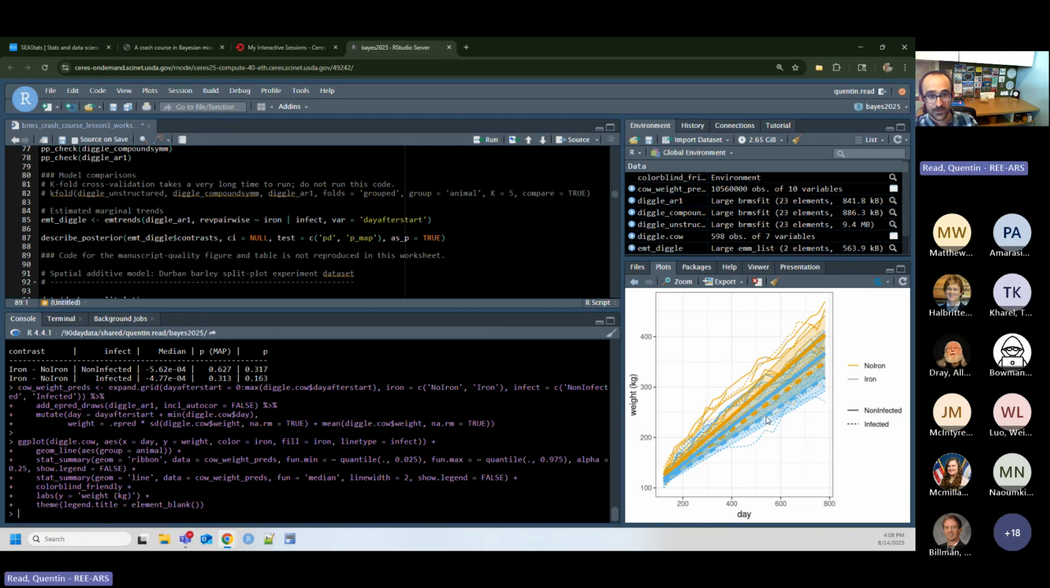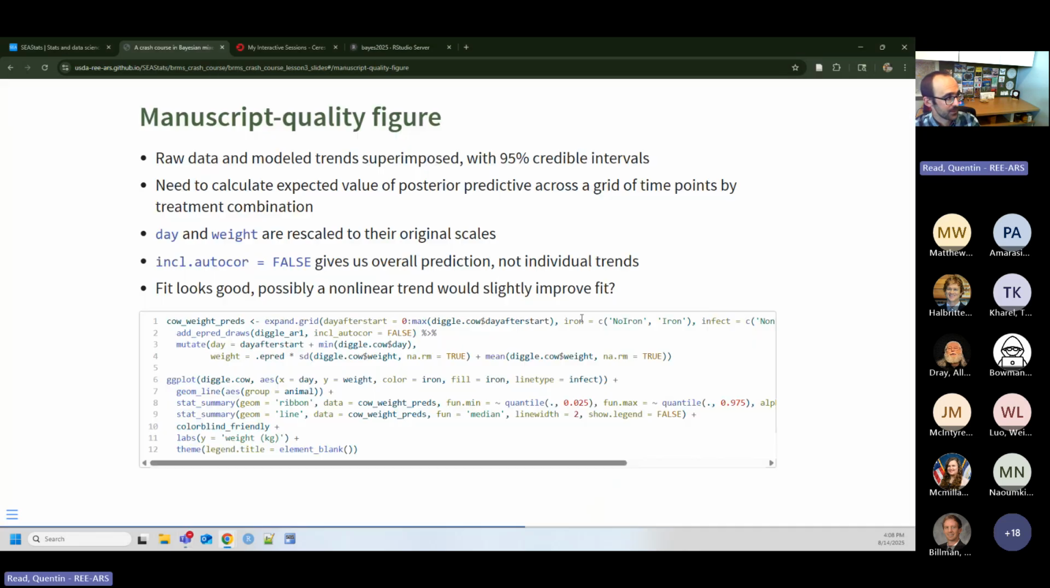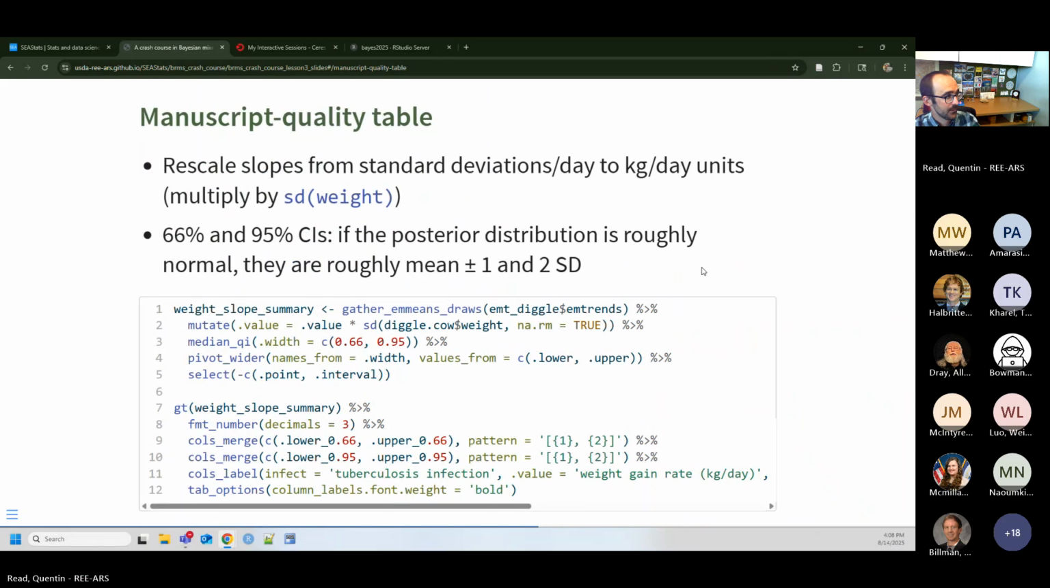And I also have included some code to make a table of the slopes and convert them back to kilograms per day units. So I'll just show you that as well. I'll copy and paste the code, and then I'll explain what the table shows.